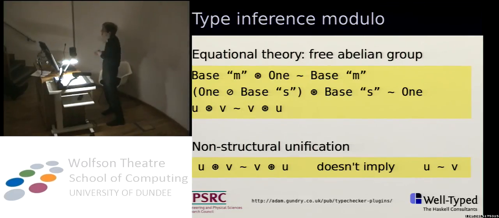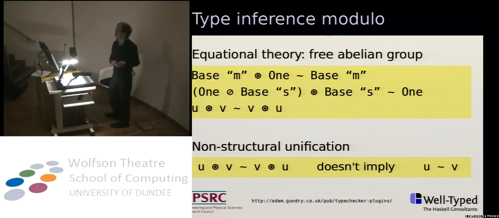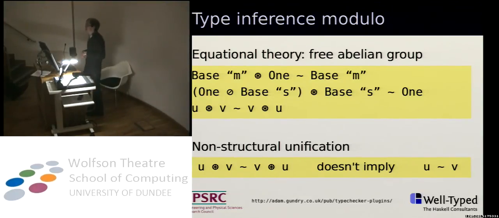And of course, this necessitates some kind of non-structural unification process, because if I've got a constraint that says that u times v equals v times u, which is of course true for all units, I wouldn't want it to be the case that u and v are equal, even though they're both the first arguments of the multiplication operation. So I need some way of plugging in this equational theory.